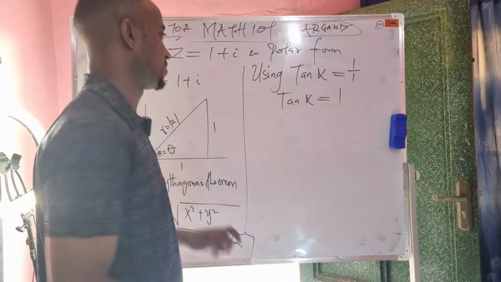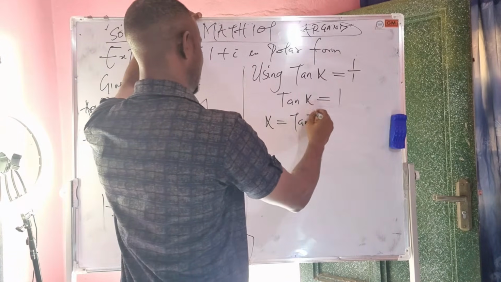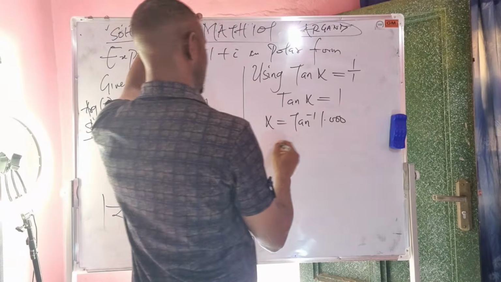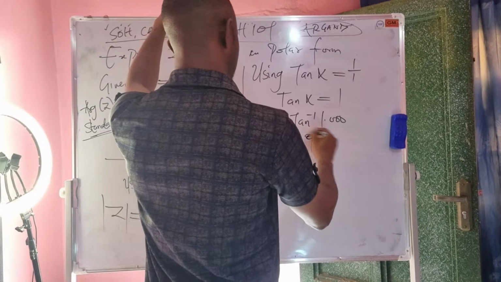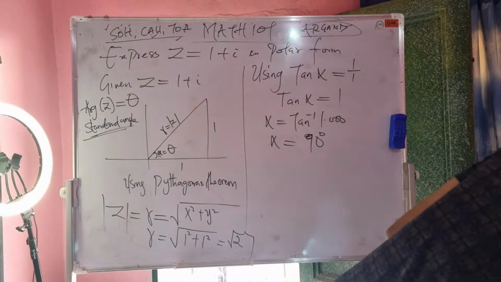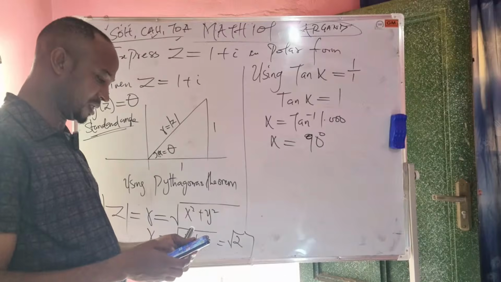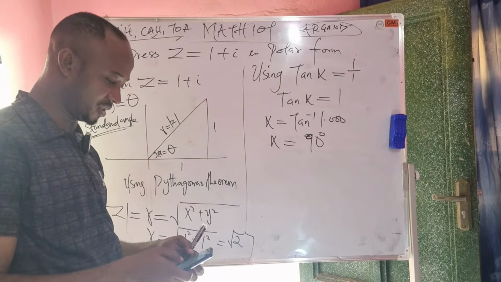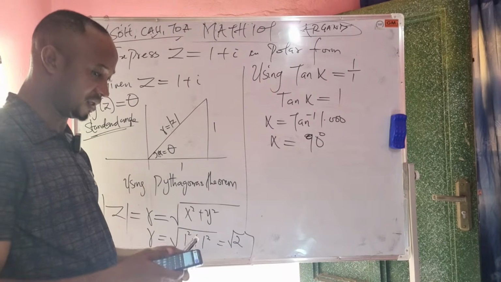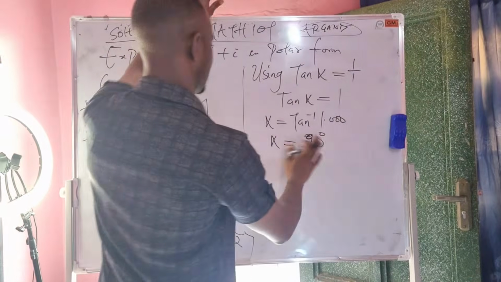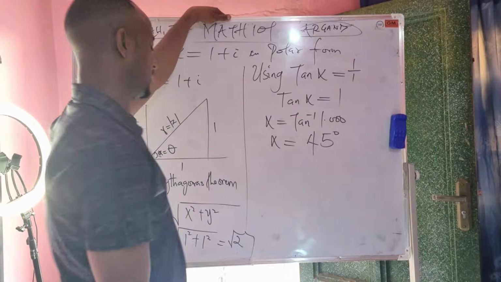From here we can find tan inverse. So alpha becomes tan inverse of 1, and alpha should be around, I guess, 90 degrees. Please, if you are following, indicate in the comment section. So alpha is 45, sorry, alpha is 45 degrees.